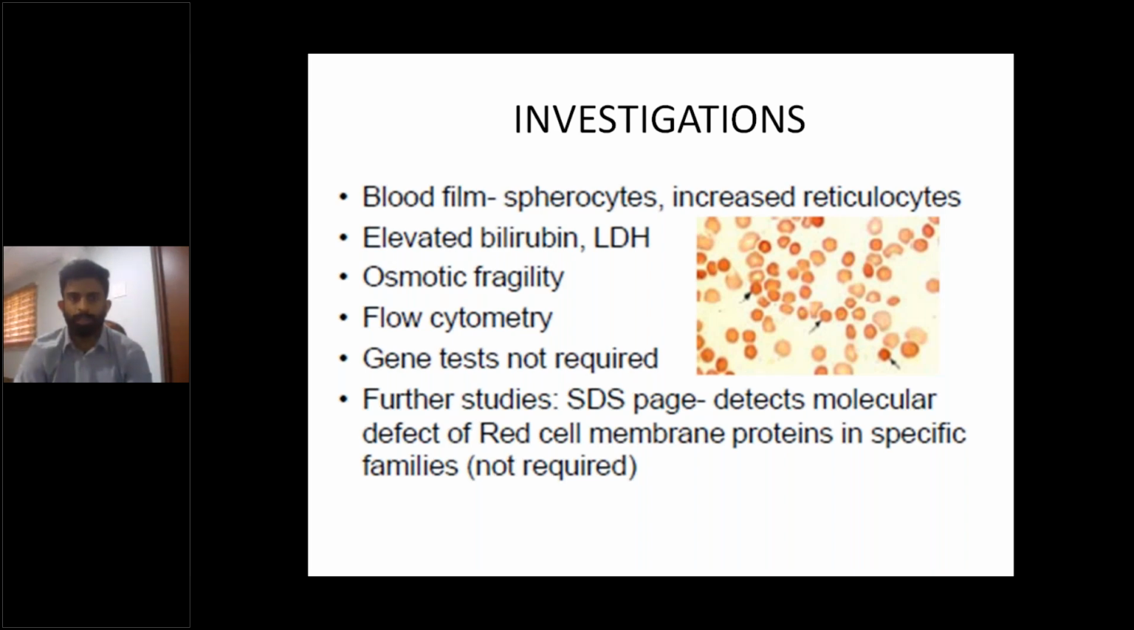Osmotic fragility test has to be done. Flow cytometry can be done. Gene tests are usually not required. Further studies include SDS-PAGE, which detects molecular defects of red cell membrane proteins in specific families. It's usually not required, but if it's necessary for any studies, we can do it.